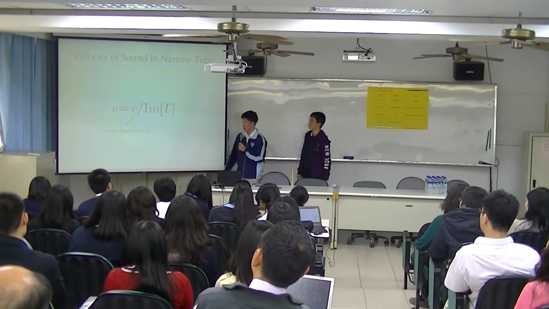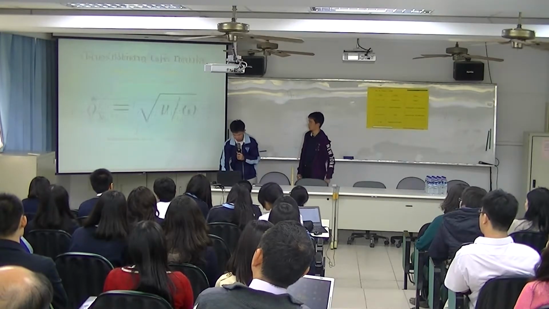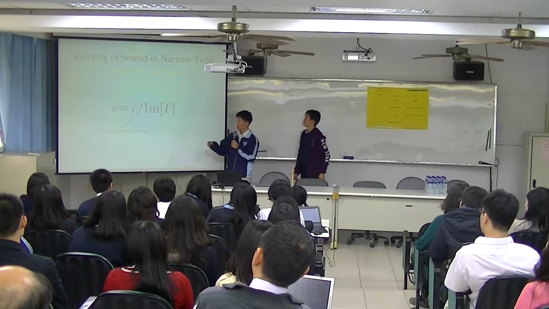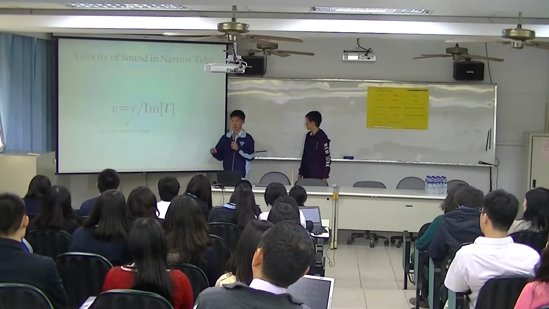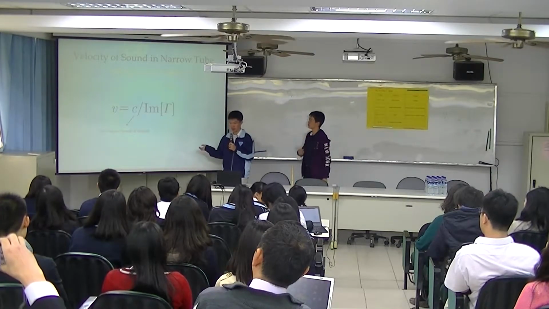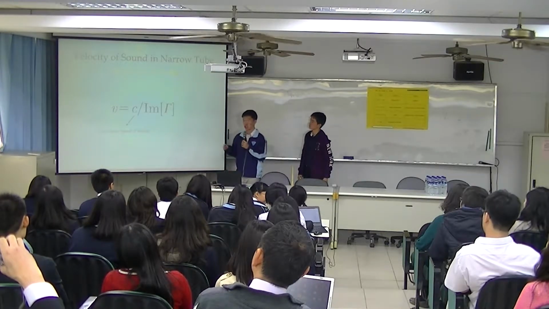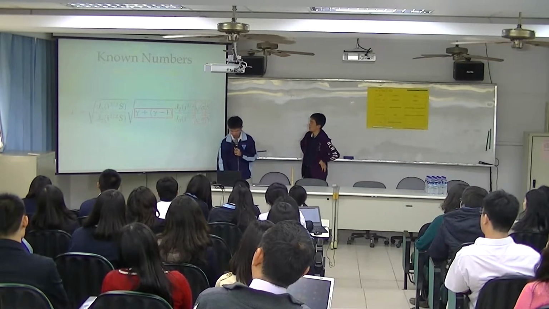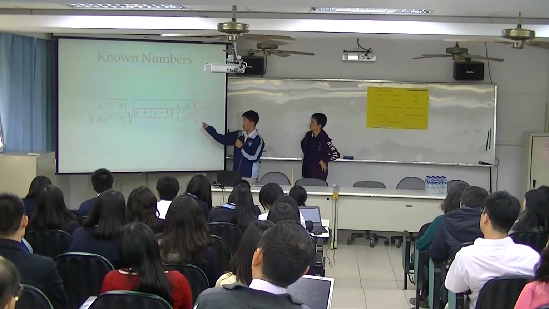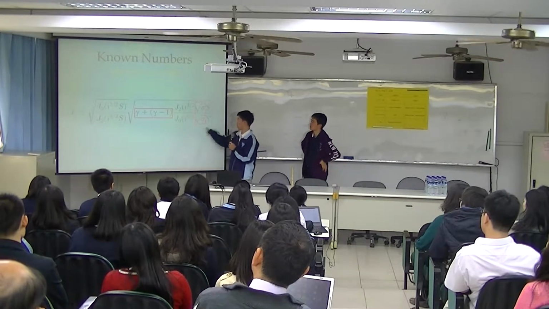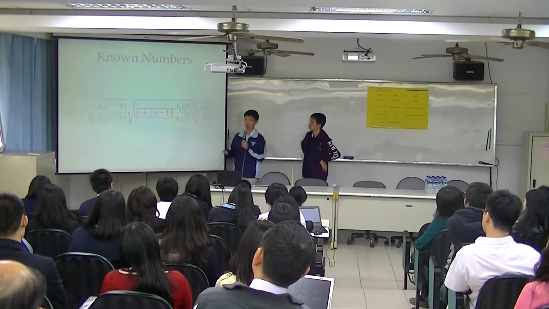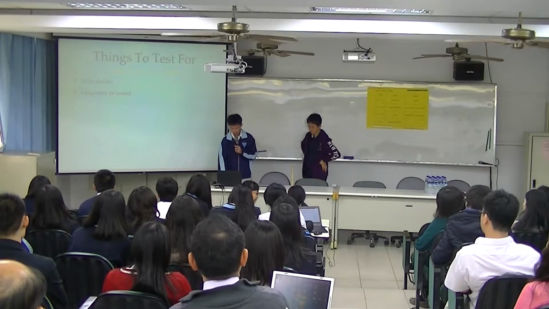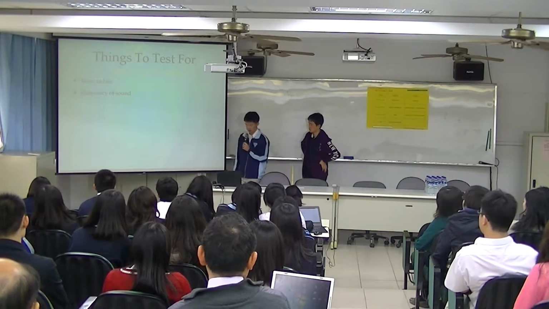So once we get the number from the ultimate formula, we take the imaginary part of the number we get, and then we take the sound in free space, not in narrow tubes, and we divide it by the imaginary part of gamma, and then we can get the velocity of sound. We know gamma, so the only thing that we need is S. So things we should test for are the inner radius and the frequency of sound.